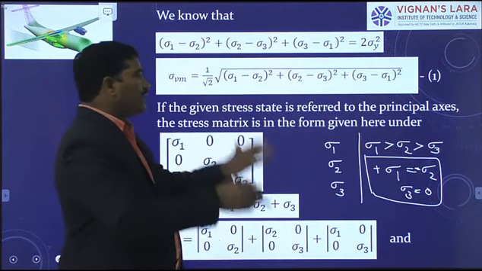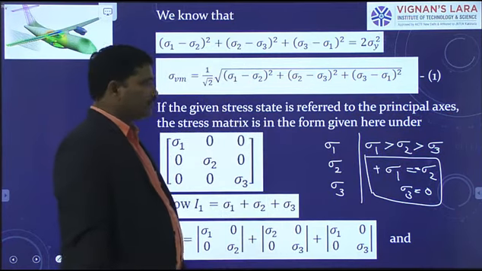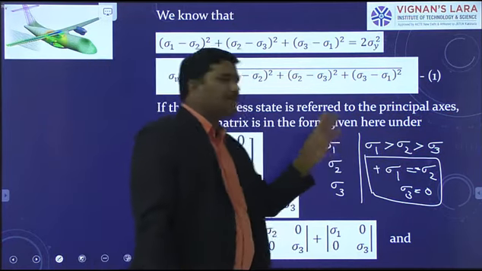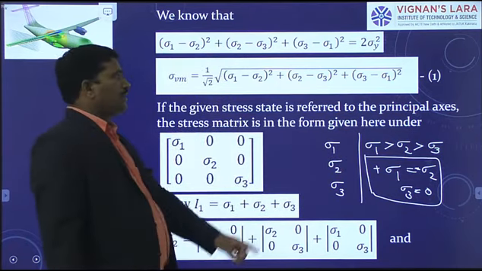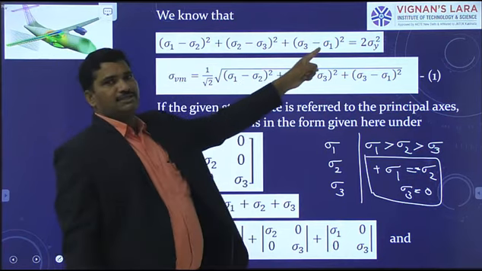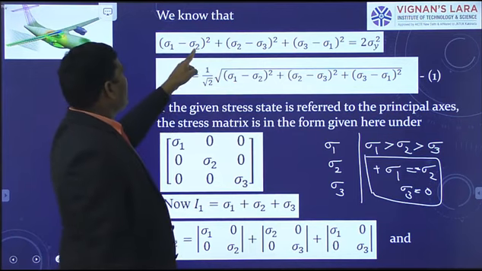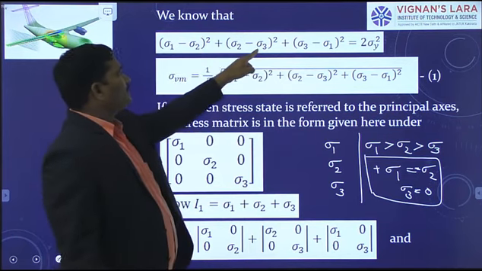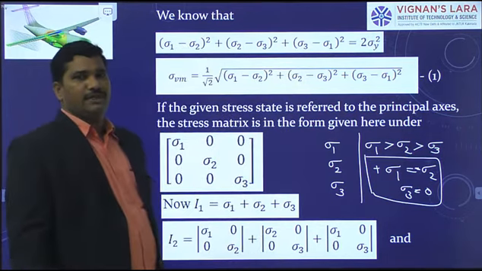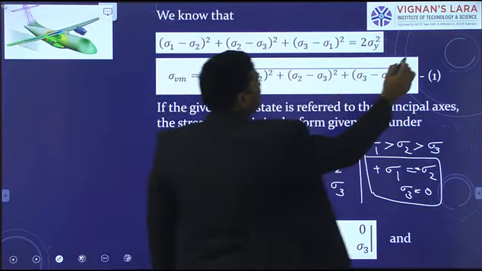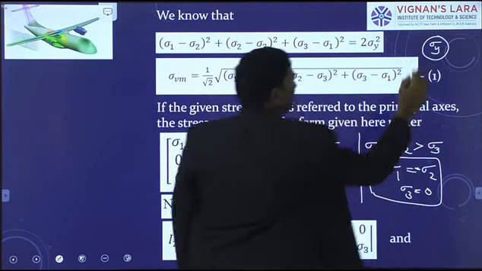If I assume that sigma 1 is greater than sigma 2, which is greater than sigma 3, then in terms of these three principal stresses, according to the von Mises theory of failure, we get an expression like this. This we had learned in lower classes. (Sigma 1 minus sigma 2) whole square plus (sigma 2 minus sigma 3) whole square plus (sigma 3 minus sigma 1) whole square equals 2 sigma y square. What is sigma y? Sigma y is the stress at yield point.